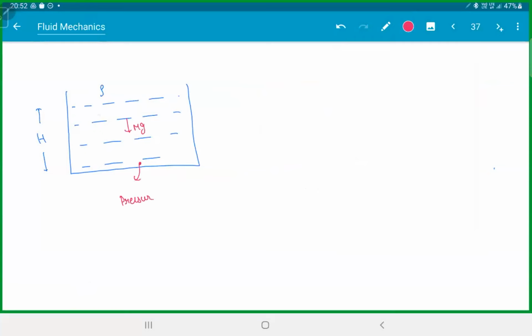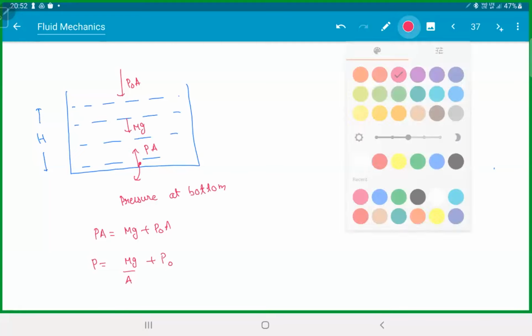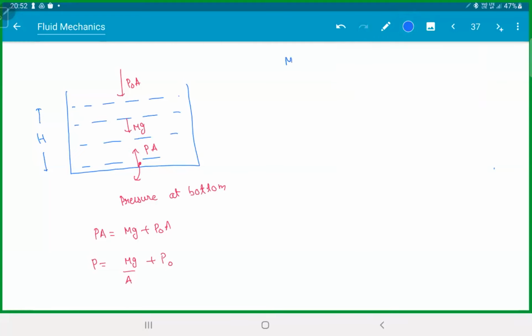Let's say the top pressure is P naught into area. From the bottom, it will be pressure into area. So the pressure at the bottom is simply PA equal to the weight mg plus P naught into area. P is equal to mg by area plus P naught. Everyone agrees? Keep it in terms of mass. Now, if you expand the liquid, will the mass change? Mass remains the same even if temperature changes.